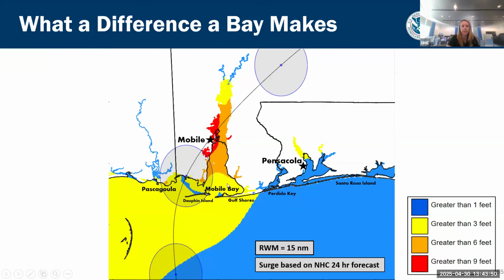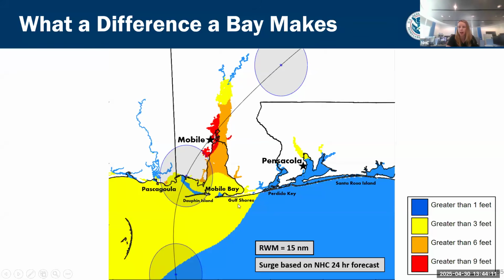This circle represents the RMW. That is the radius of maximum winds, where you expect the strongest winds to be making landfall. And you can see with that landfall location just to the west of the bay, those strongest winds are pushing water right into Mobile Bay.